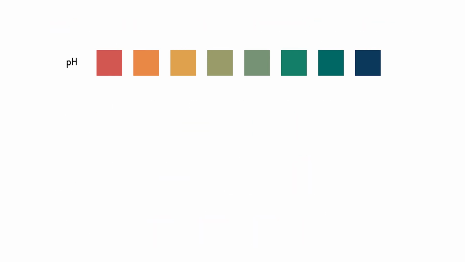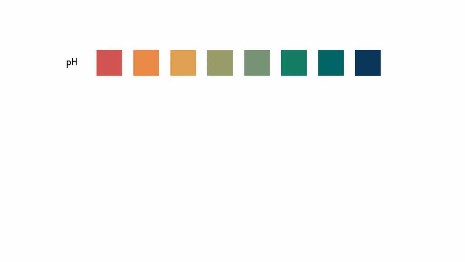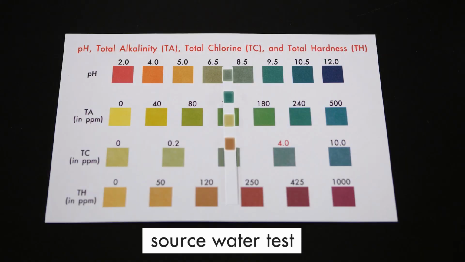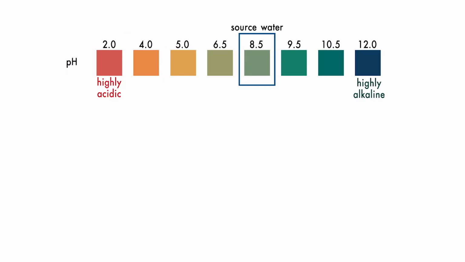The top indicator tells us the pH of the water. pH is a measure of the acidity or the alkalinity of a substance. This test strip can measure pH from a range of 2.0, which is highly acidic, to 12.0, which is highly alkaline. This is the closest color match on the indicator chart. We see from our comparison that the pH of our source water is about 8.5. This test shows that our source water is slightly alkaline.